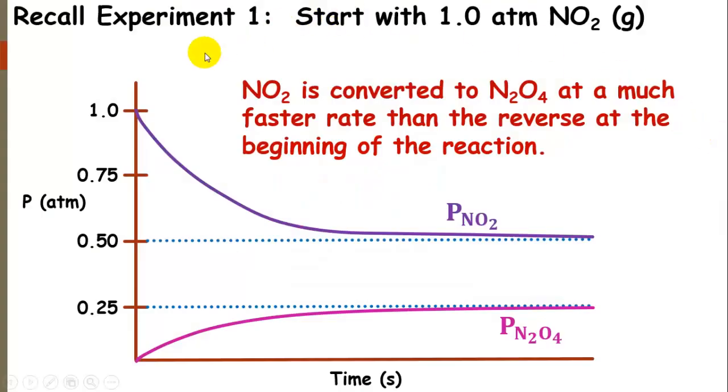And so that's what we're seeing here. We're seeing nitrogen dioxide being converted to dinitrogen tetroxide, and we are seeing this partial pressure buildup of the dimer, and all of this is in time. So this is the same plot we saw in the previous part of this equilibrium discussion. And remember, at equilibrium, when everything's stabilized, we had 0.5 atmospheres of nitrogen dioxide and 0.25 atmospheres of dinitrogen tetroxide.